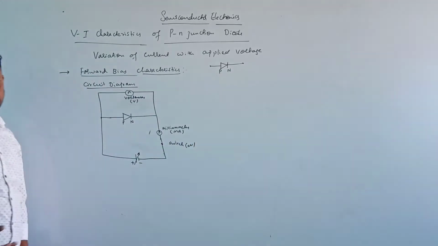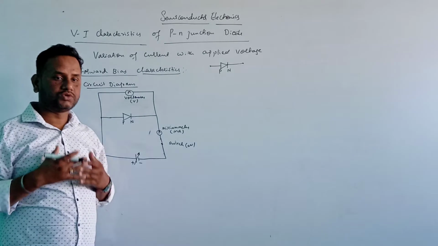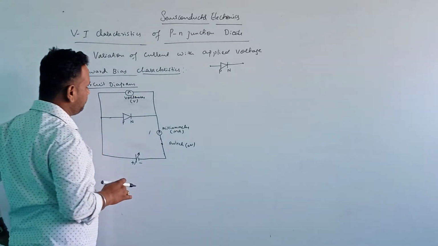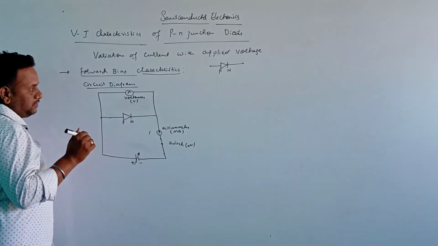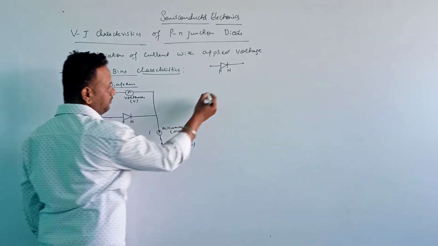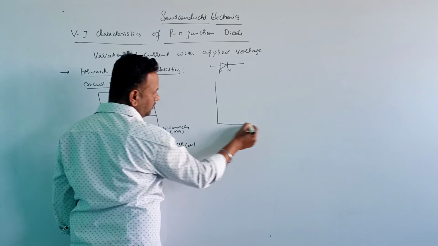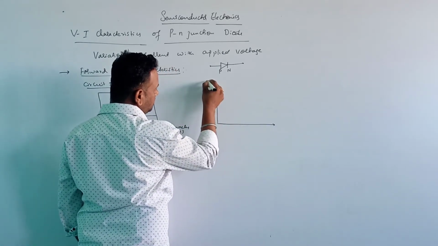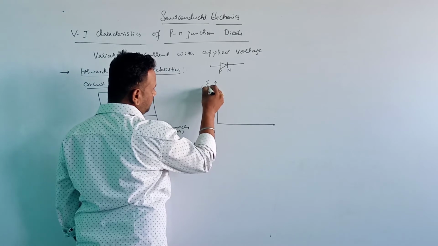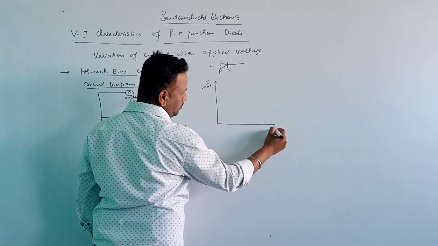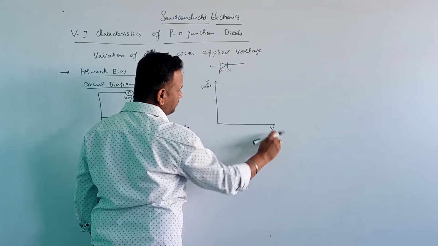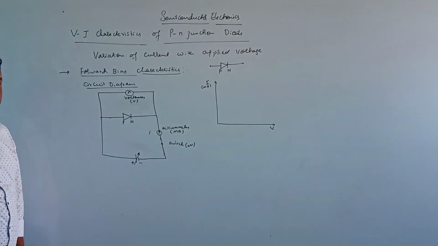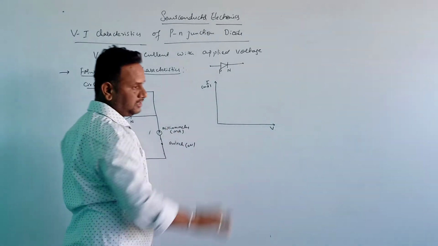Okay, switch is on. That means it is a closed circuit. Now what happens here? When we plot a graph, this is the current in terms of milliammeter, and that is the voltage. We are plotting a graph between voltage and current here.